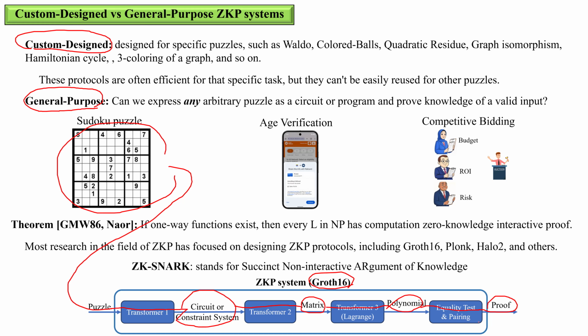The only responsibility now is to convert the puzzle into a constraint system, into a circuit. So this is our responsibility after this. Whatever puzzle you have, you just need to convert the puzzle into a valid constraint system, which is defined based on R1CS. And then after that, the Groth16 system would manage everything, right? That's it.